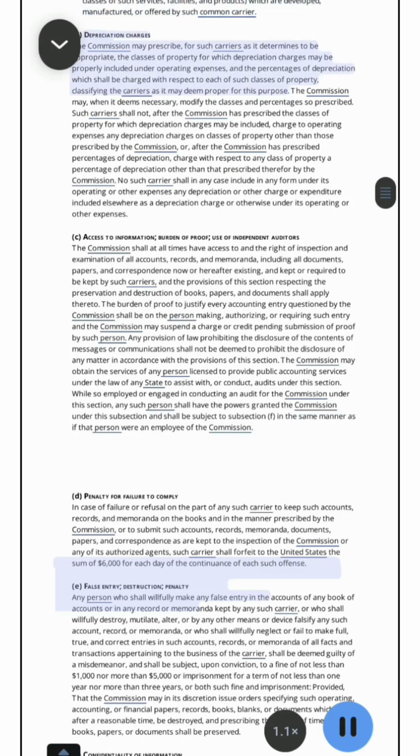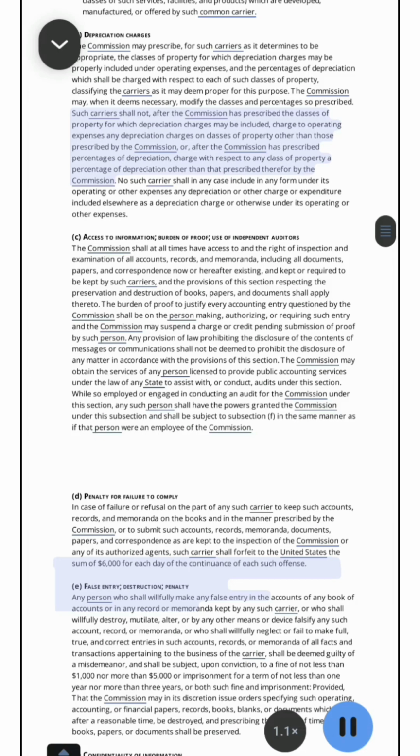(b) Depreciation charges. The Commission may prescribe, for such carriers as it determines to be appropriate, the classes of property for which depreciation charges may be properly included under operating expenses, and the percentages of depreciation which shall be charged with respect to each of such classes of property, classifying the carriers as it may deem proper for this purpose. The Commission may, when it deems necessary, modify the classes and percentages so prescribed.